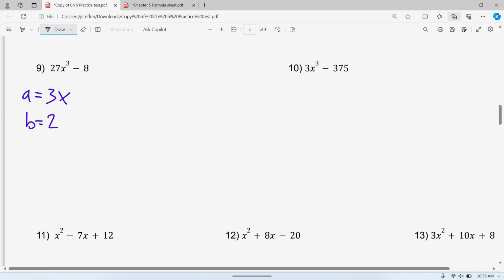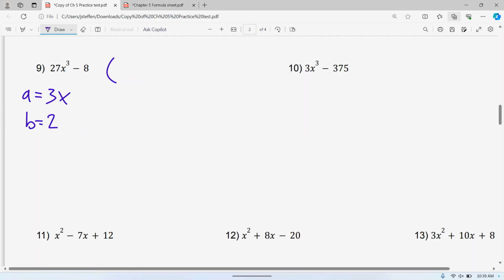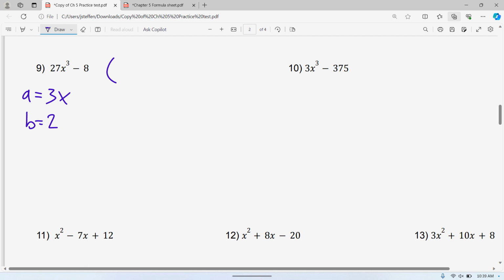Plug this in, so here is our formula. Since we started with a minus sign, the way I always remember this is you always start with whatever sign they give you. So, 3x minus 2, the same sign as the next one, and the third one is always the opposite.